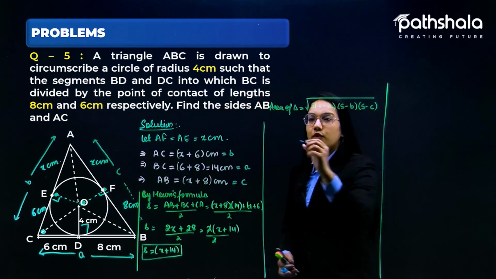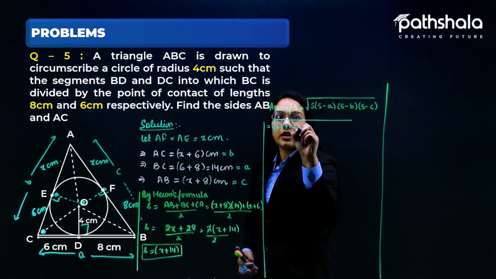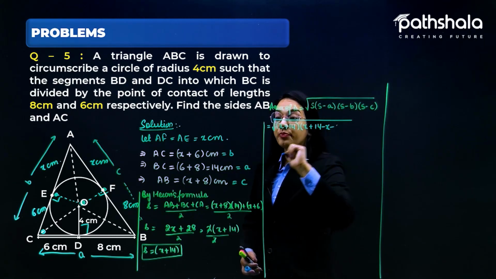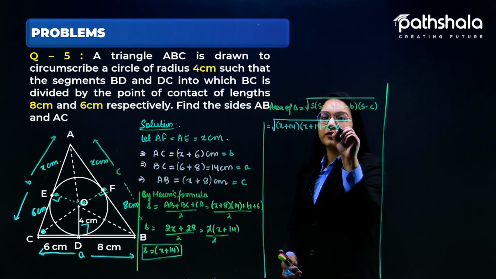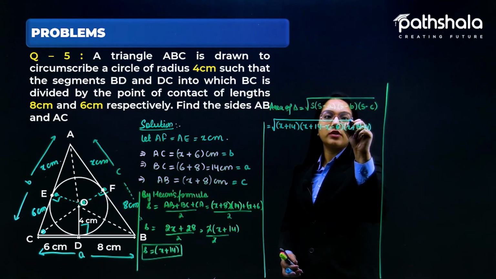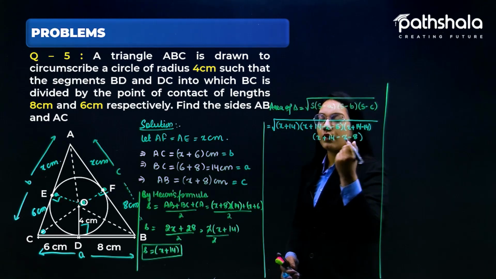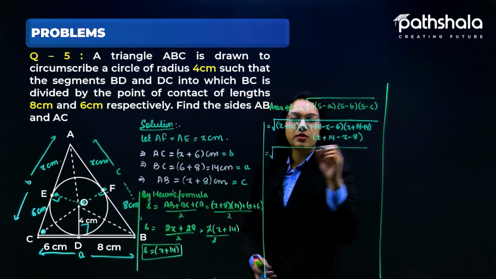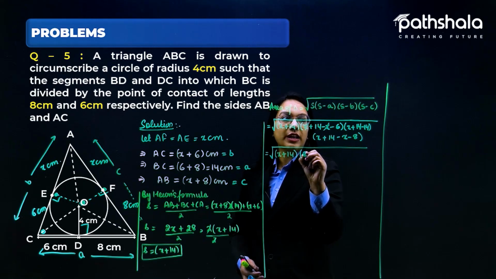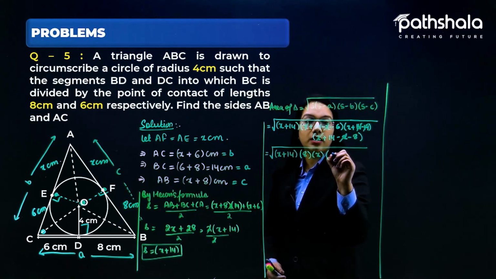Now let's plug in all the values over here. This is the square root of S. What is S? S is X plus 14. S minus A is X plus 14 minus X, S minus B is X plus 14 minus, I have taken B first, minus 6, and further we have X plus 14 minus X minus 8. Now let's calculate this. This would be the square root of X plus 14, and the X cancels out, this is 8. Further we have X, because 14 cancels out, and X cancels out, this is 6.